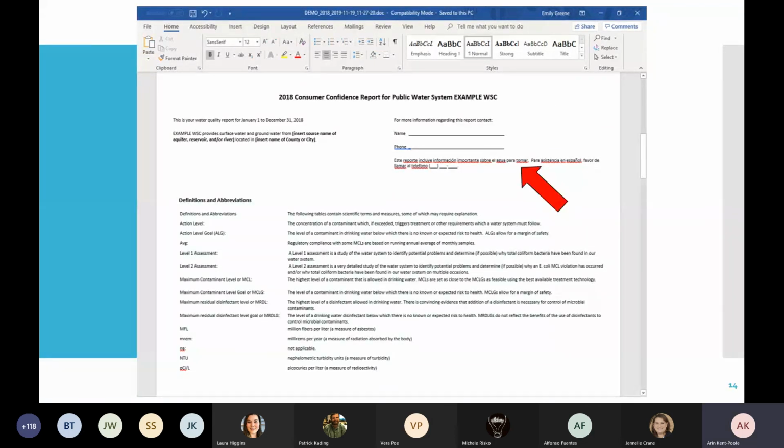Below the contact information, fill out the Spanish language section in case a customer needs assistance in Spanish. If you have questions about this section, feel free to reach out to us. Next, we see the definitions and abbreviations. Be sure not to delete this section as they are required by the 290 rules, subchapter H.